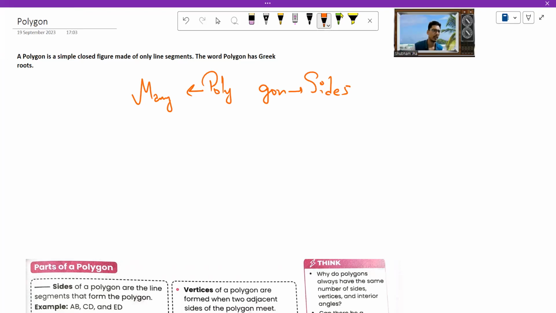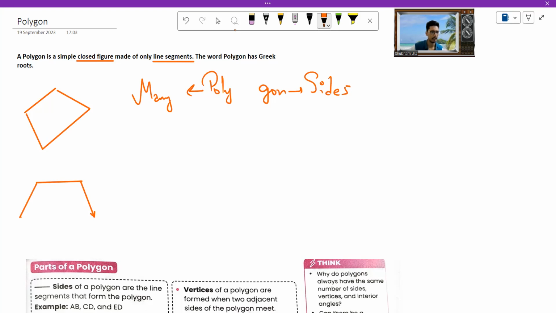If you look into this, a polygon is a simple closed figure. The first thing that we learn is it is a closed figure made by only line segments. So there are two terms that we need to discuss. The first is a closed figure and the second is a line segment. Now let us see. Let's draw a figure here, and we'll draw a polygon here. And we'll also draw another figure actually.